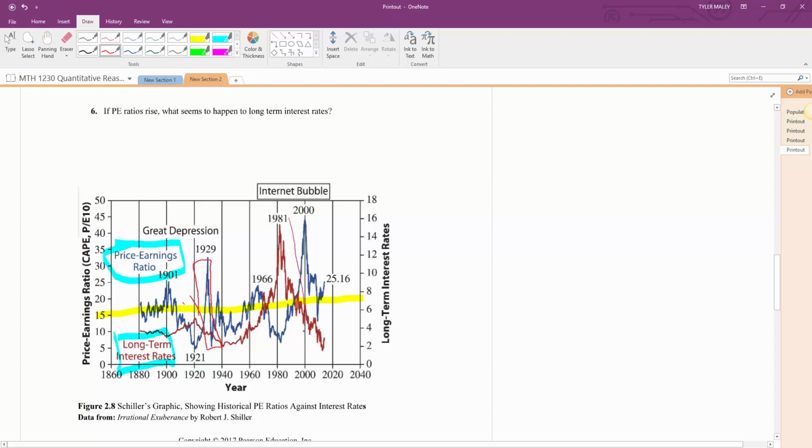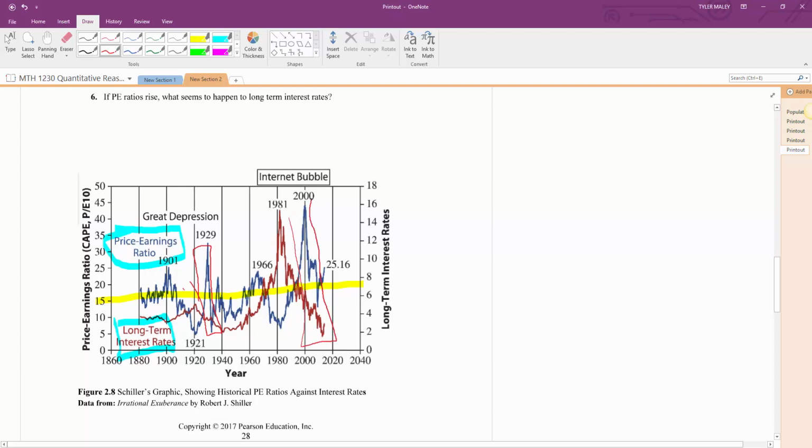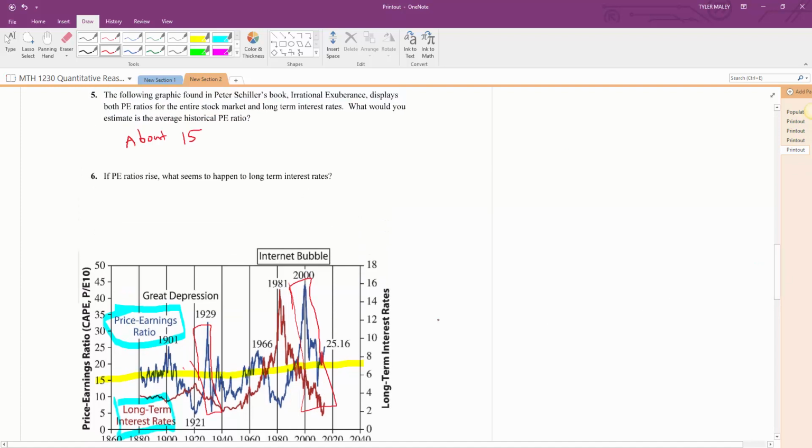So if I look through this chunk of time here, you'll notice that the blue is going up and the red is going down. So what we could say here is as PE ratios rise, the long-term interest rates decrease.